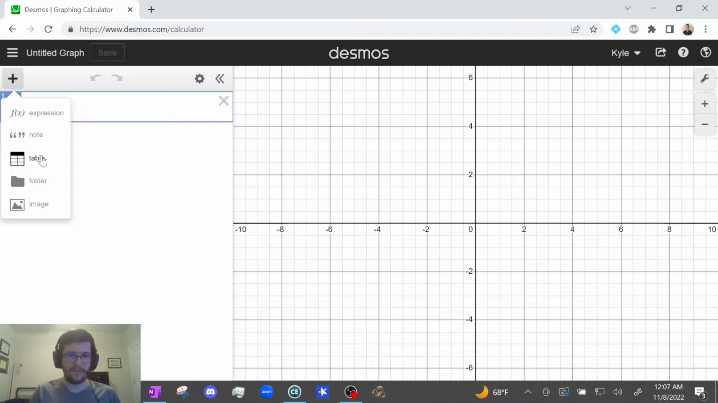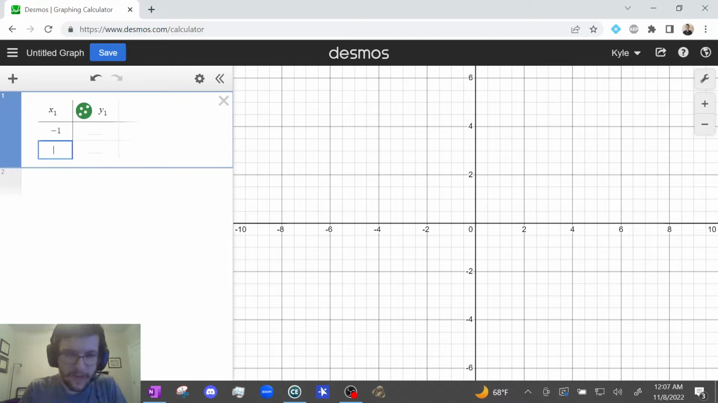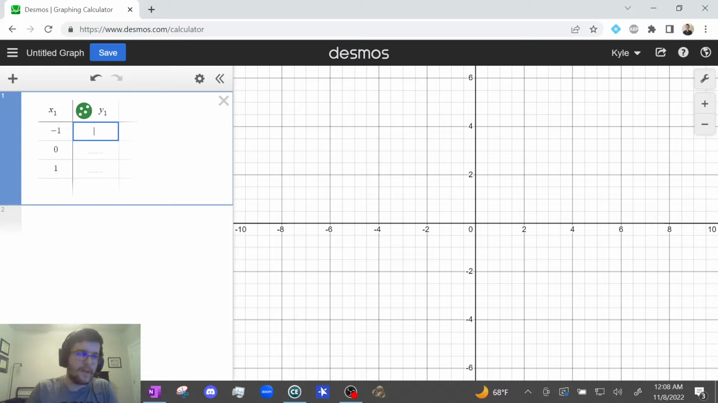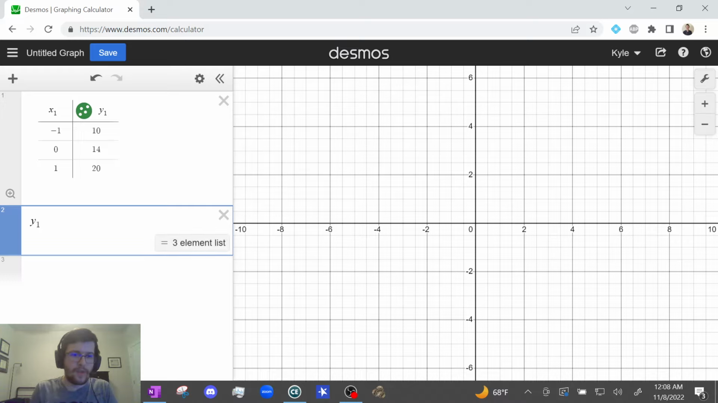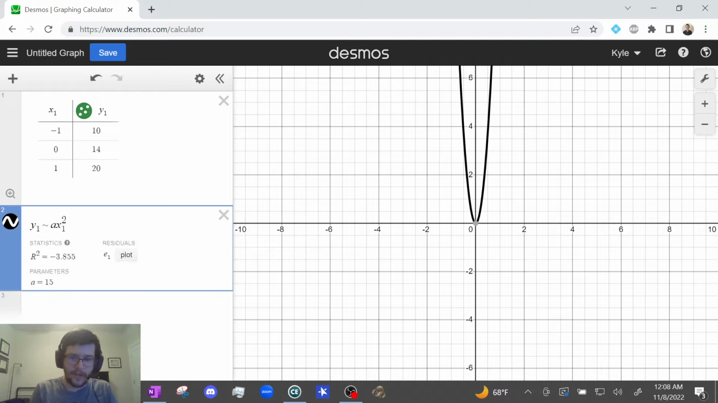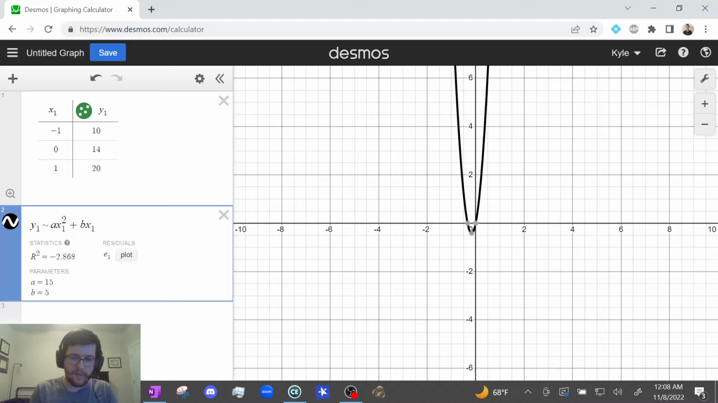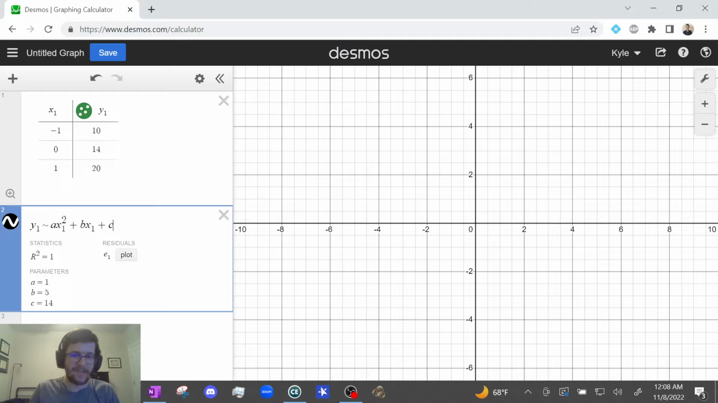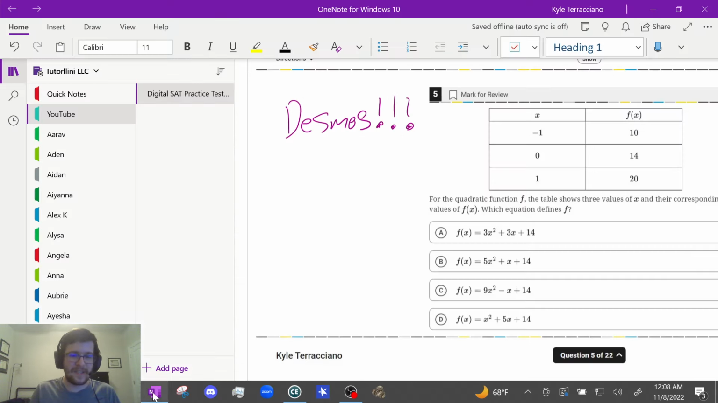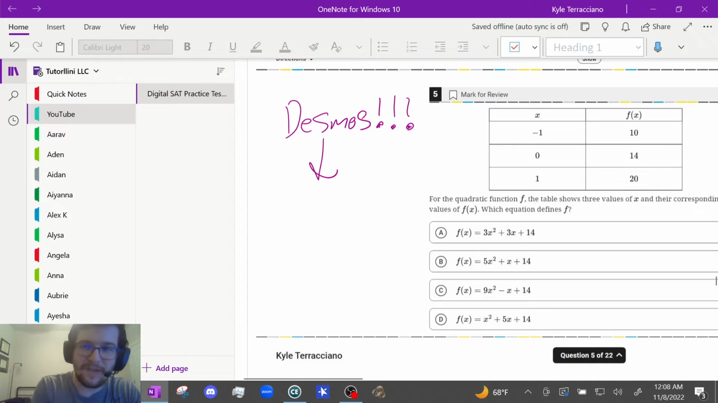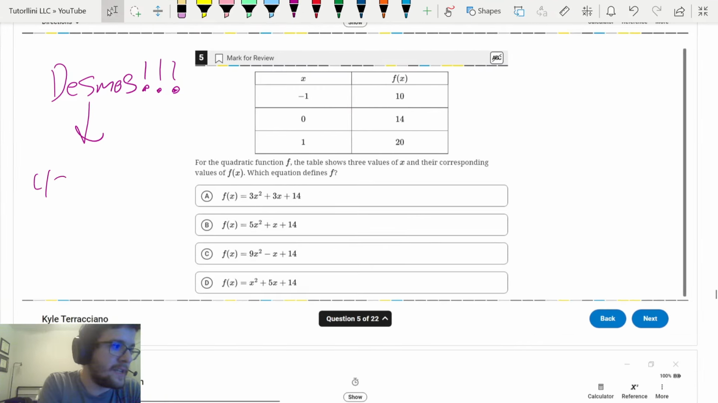So insert a table, and I get -1, 0, 1, and I'm going to do 10, 14, and 20. And now I type in y1. So notice how they all have standard form. So we're going to type in standard form, ax1 squared plus bx1 plus c. And it tells me a is 1, b is 5, and c is 14. So that means the equation is y equals x squared plus 5x plus 14.